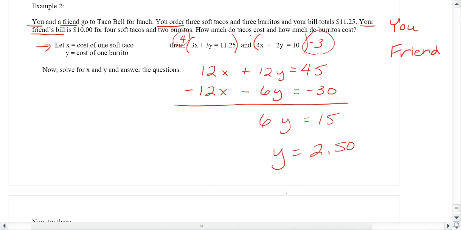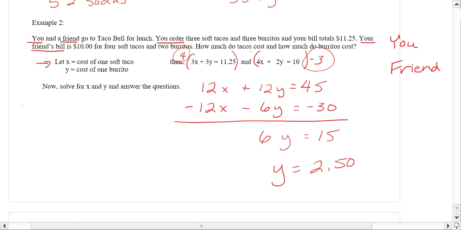I got that y is $2.50, so we can answer that question, that the burritos cost $2.50, and then if you plug it back in to either equation, you would get that the soft tacos cost $1.25.